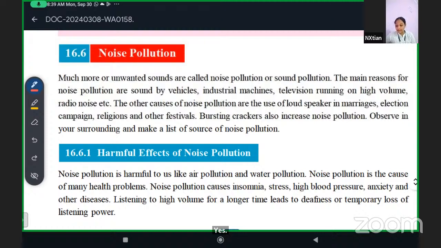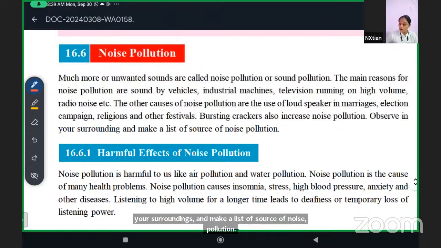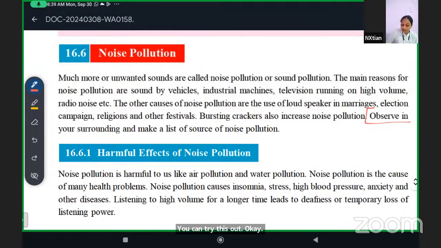Now, bursting crackers is also increasing noise pollution. Observe your surroundings and make a list of sources of noise pollution. You can try this out, okay? Observe around you. You can try this later on today, and you can make a list of some sources of noise pollution. Okay, things which are causing disturbance in the environment due to sound.